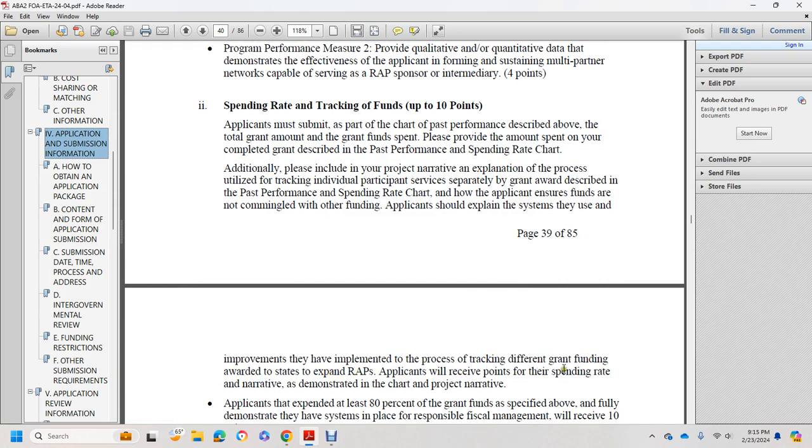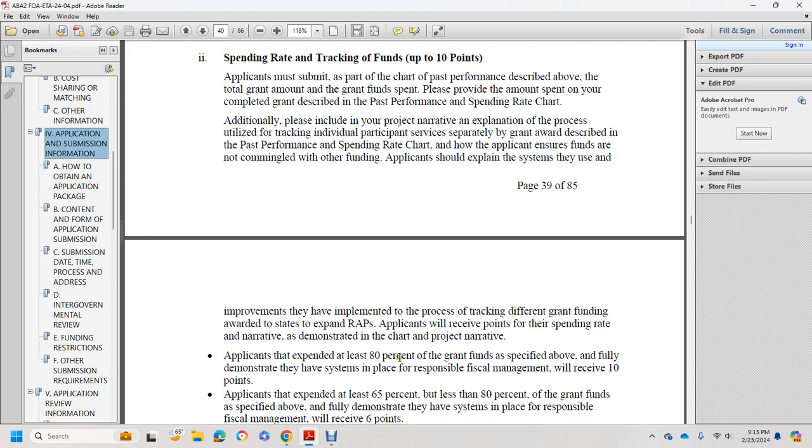The applicant will receive points for their spending rate and a narrative demonstrated within the chart and the project narrative. Applicants that have expended at least 80% of the grant funds specified above and fully demonstrate they have systems in place for responsible financial management will receive 10 points.